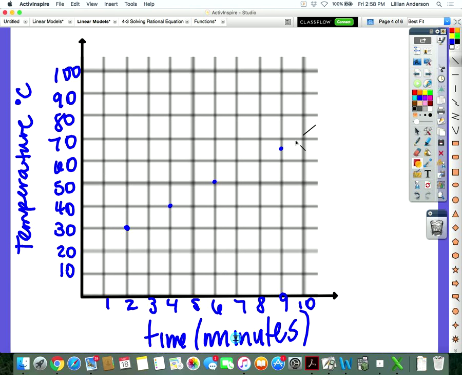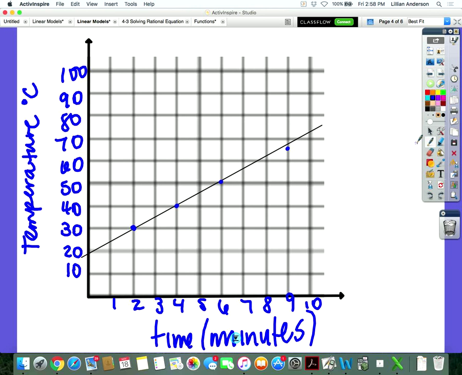I'm not quite sure exactly where it's supposed to cross through my y-axis, but I think it might be there. I know there's a way I can definitely figure it out, for sure.